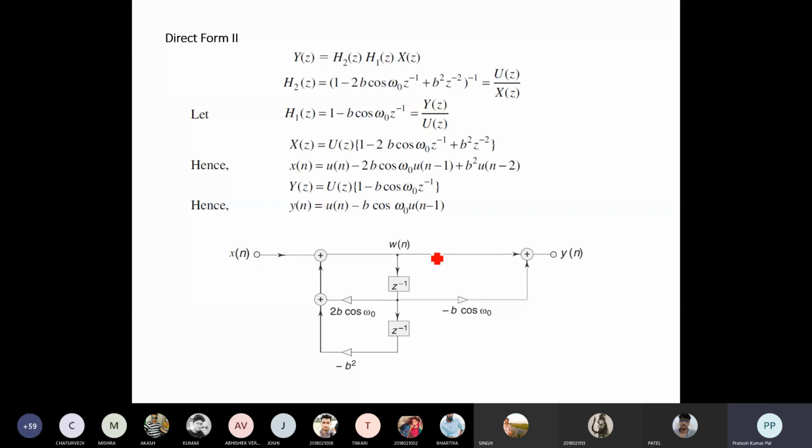Similarly, we can find the direct form 2. In the direct form 2, we can interchange h1 and h2 by their different values, and then after combining the delay elements, we can find the representation in terms of the direct form 2. So there is no difference, it is just a representation.